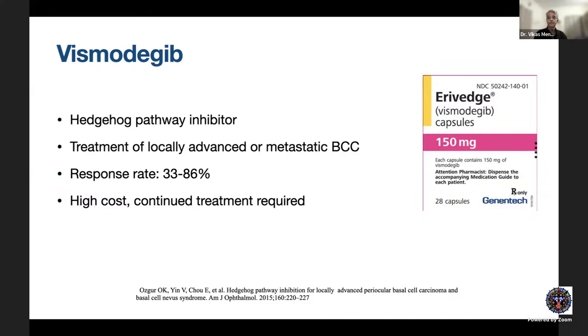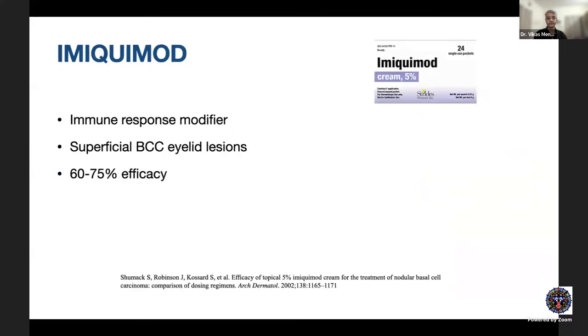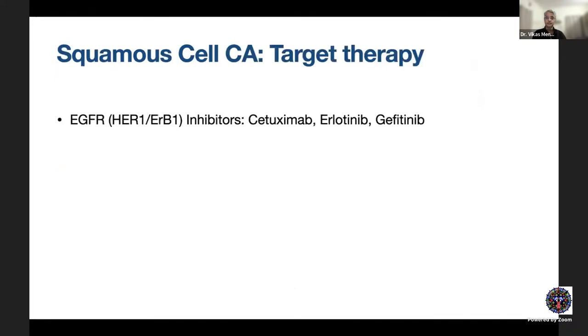Maybe in future we'll have lower cost vismodegib or something similar, some molecule which will help us to treat these multifocal large advanced basal cell carcinomas in a better way with less mutilating procedures. If you have a small superficial basal cell carcinoma, where the patient presents early to you, then one modality can be imiquimod ointment. This is an ointment which you can apply on the lesion, and it has about 60 to 75% efficacy to reduce very superficial small basal cell carcinoma lesions. That is something which can be tried.